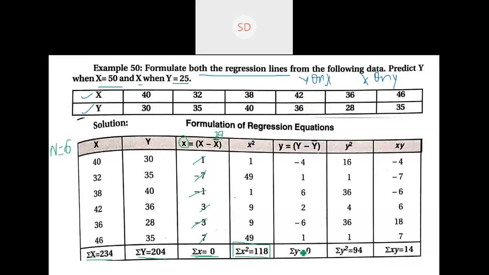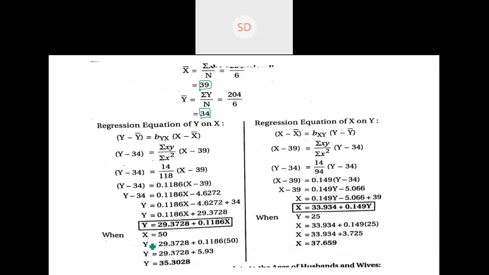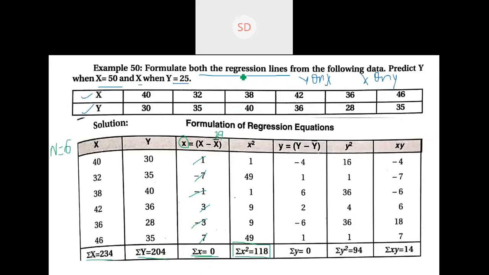Now for the y calculation, we have already calculated y bar, and the y bar is 34. So y minus y bar, that is 34. So y is here. 30 minus 34 is minus 4. 35 minus 34 is plus 1. And 40 minus 34 is 6. 36 minus 34 is 2. 28 minus 34 is minus 6. 35 minus 34 is plus 1.